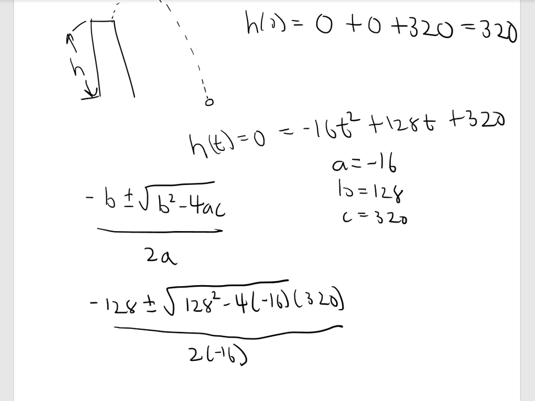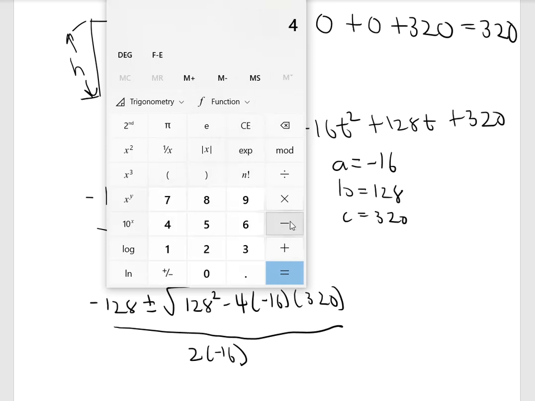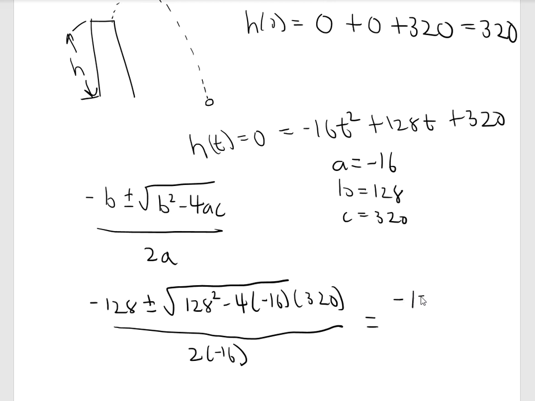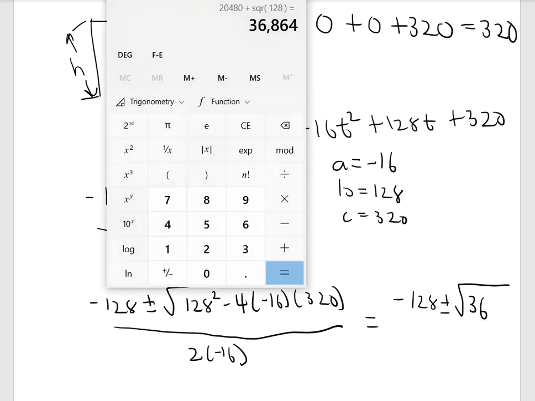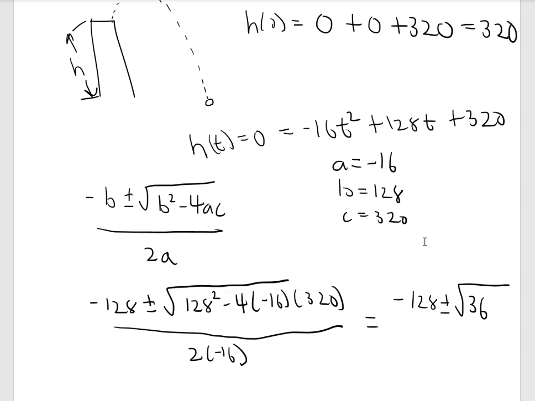So let's do this on the calculator. So 4 times 16 times 320 gives me 20,480, and remember, a negative and a negative makes a positive, plus 128 squared equals 36,864. So this becomes minus 128 plus or minus the square root of 36,864, and all this is divided by negative 32. 16 times 2 is negative 32.